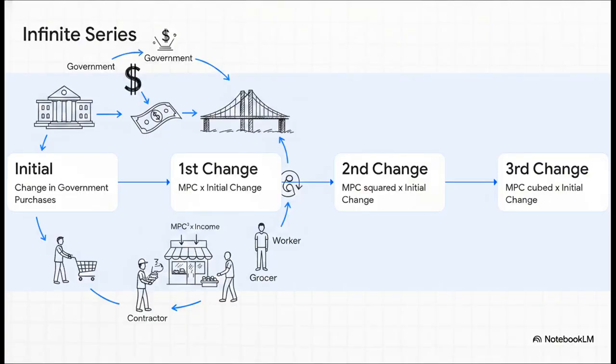Well, we can actually track that initial government dollar as an infinite geometric series. Say the government spends $1 buying a bridge from a contractor. The contractor pays their worker, the worker takes that income and spends a fraction of it, determined by their MPC, remember, at the local grocery store.